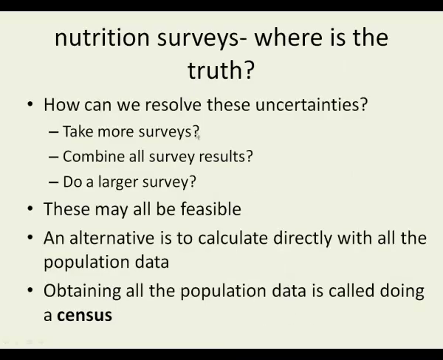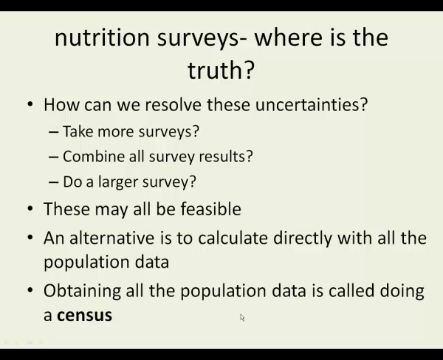I could keep on doing more and more surveys. I could aggregate all the survey results up together, or just take a larger survey, which is essentially the same thing. May all be feasible. An alternative is to try and seek some kind of certainty by saying, right, forget this sample nonsense, we'll just go to the population. I get all the population data, so my sample will be everybody. And in the statistics jargon, that's called doing a census. So a census is when you get values from everybody in the population that you're interested in.